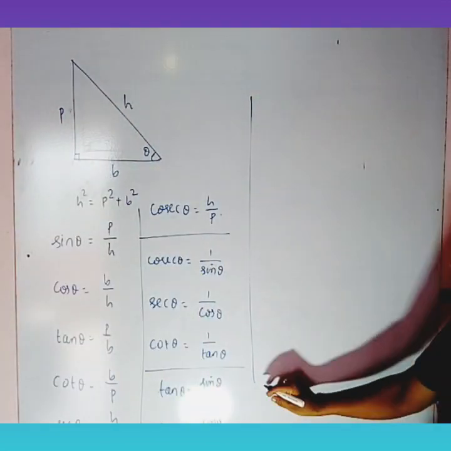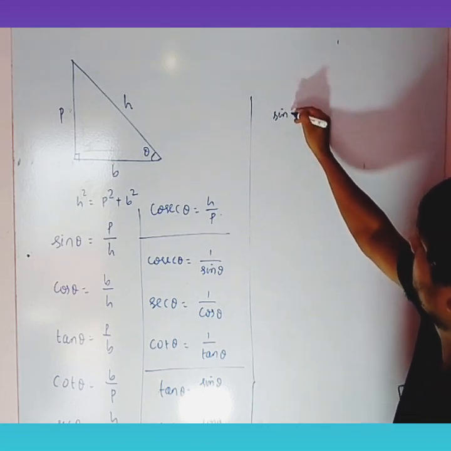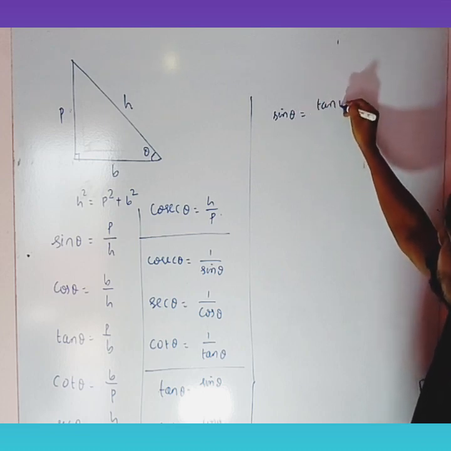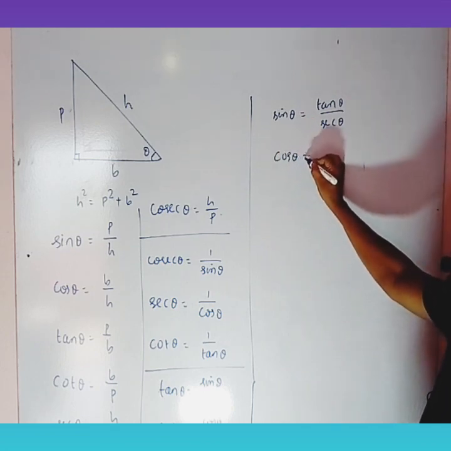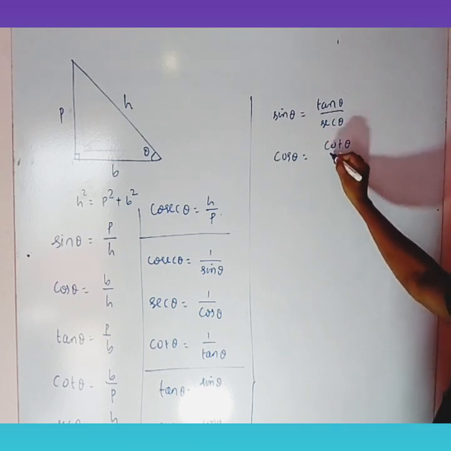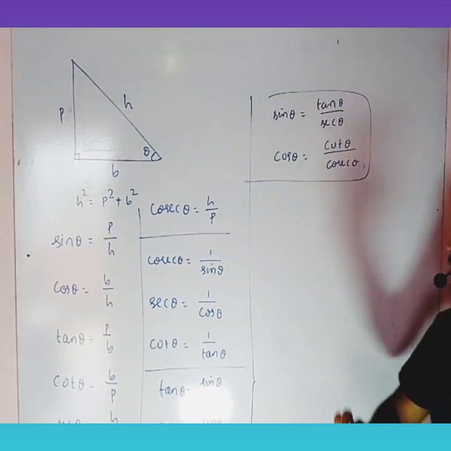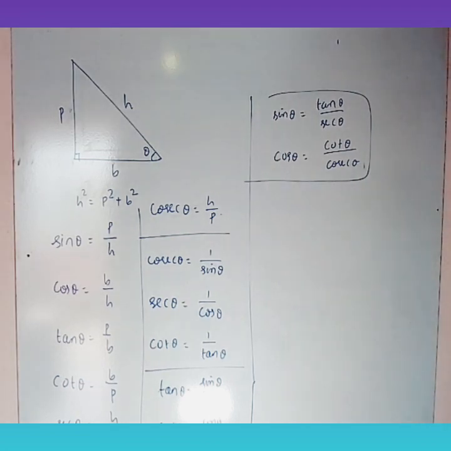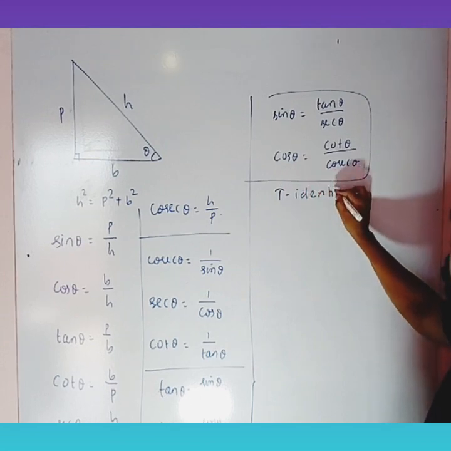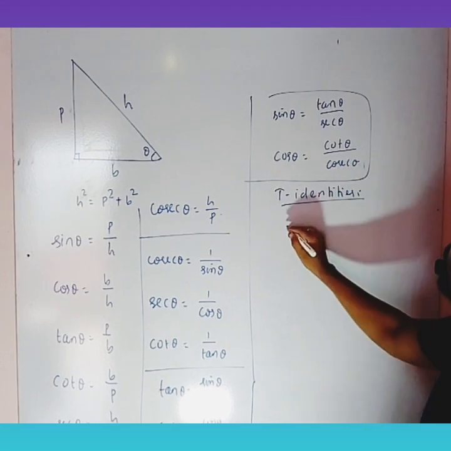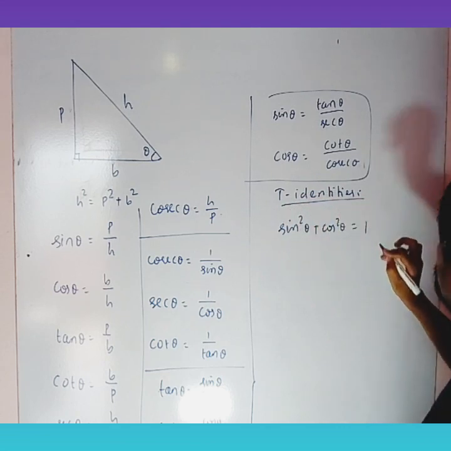Similarly, you have to remember another: sin theta equal to tan theta by sec theta, and cos theta equal to cot theta by cosec theta. We have to remember these two also. Now, there are trigonometric identities. Sin square theta plus cos square theta equal to 1.